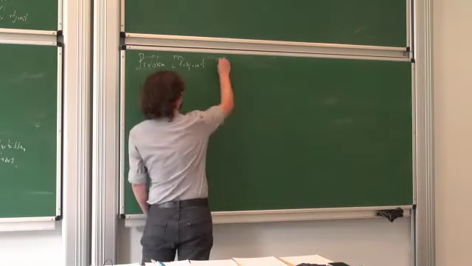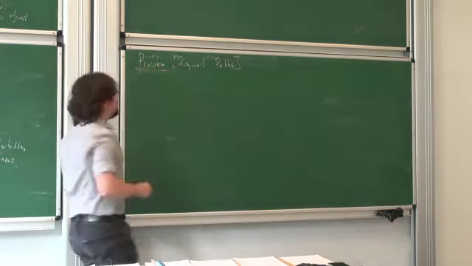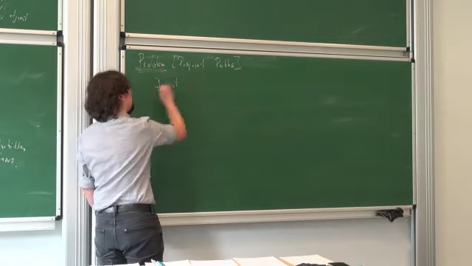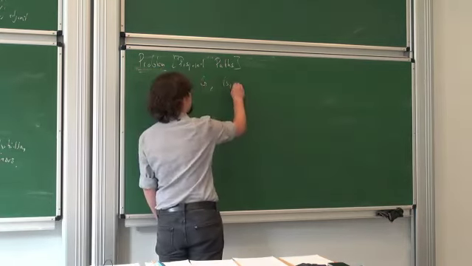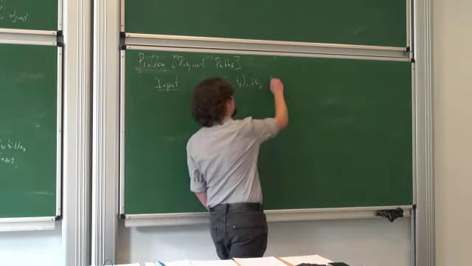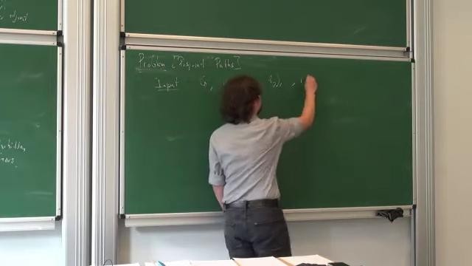Good. So the second problem is disjoint paths. The input to this problem: I get a graph G and a bunch of pairs of terminals, which are vertices in my graph, S1, T1, S2, T2, and so on up to Sk.